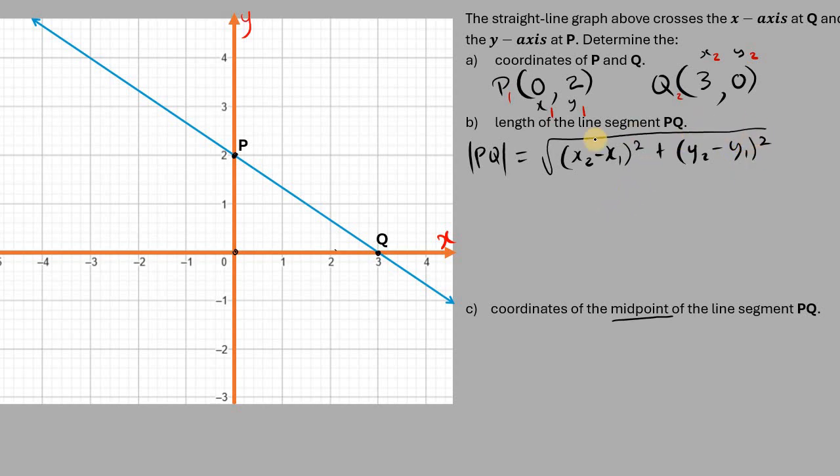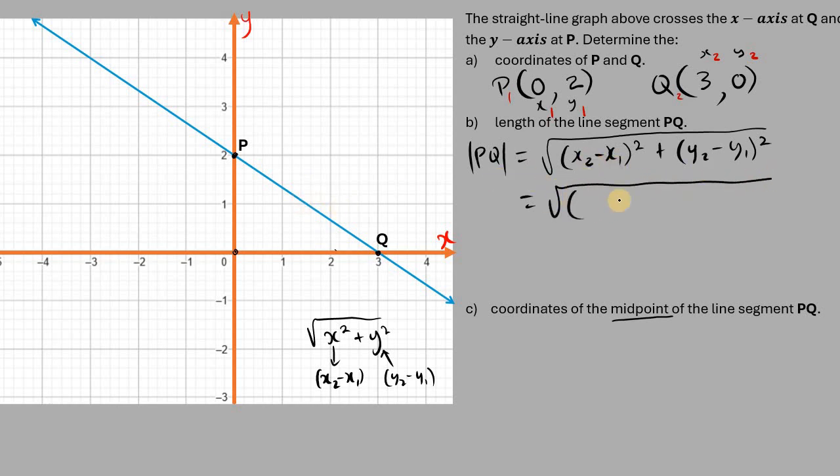Now remember, this is really the Pythagoras theorem, which is, if you want to find the length of the hypotenuse, it is the square root of x squared plus y squared. And so all we did was replace the x with the difference in the x's, so we end up with the difference in the x's squared instead of x squared, plus the y replaced with the difference in the y's, to be squared. Now we could illustrate this on the graph, but because of time, we won't do that. Now we're going to basically input those values.